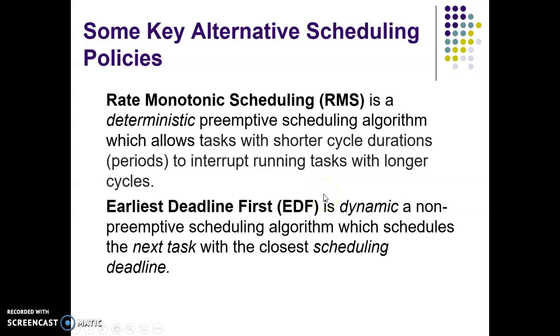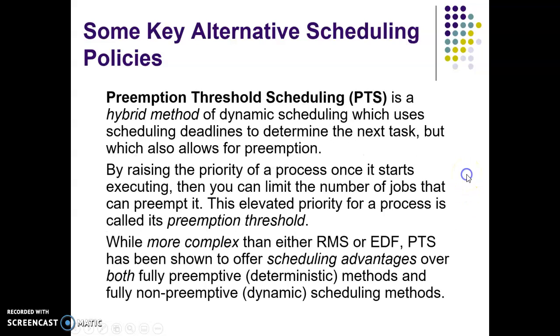Okay, some key alternative scheduling policies. Rate monotonic scheduling, RMS, is a deterministic preemptive scheduling algorithm which allows tasks with shorter cycle durations, i.e. periods, to interrupt running tasks with longer cycles. Earliest deadline first, EDF, is a dynamic, non-preemptive scheduling algorithm which schedules the next task with the closest scheduling deadline. And hopefully the example will help make that clearer.